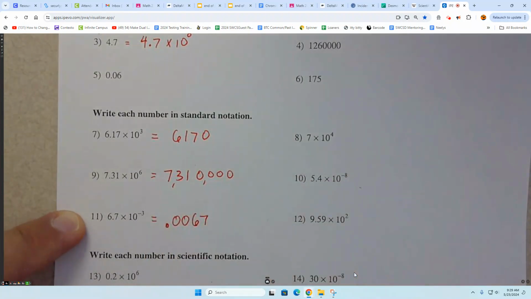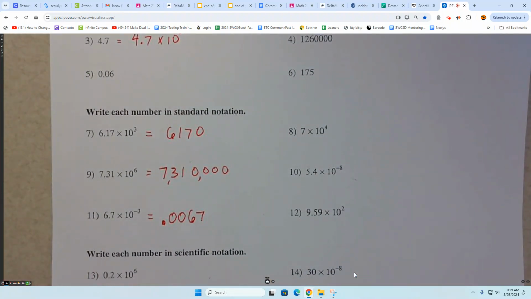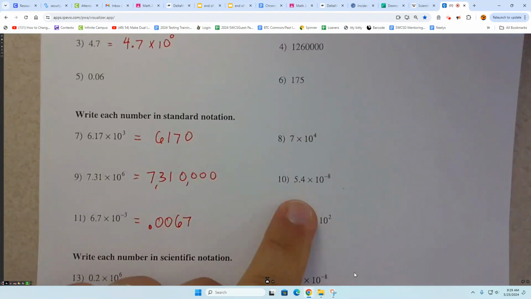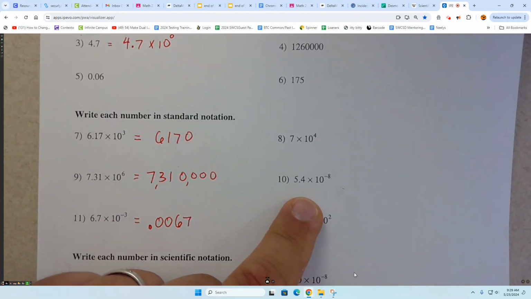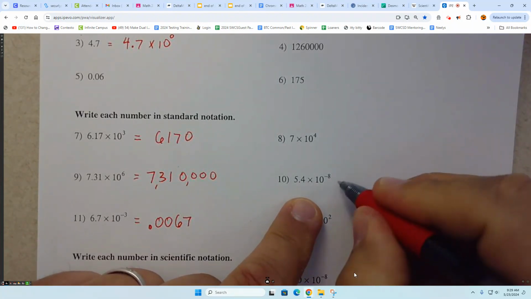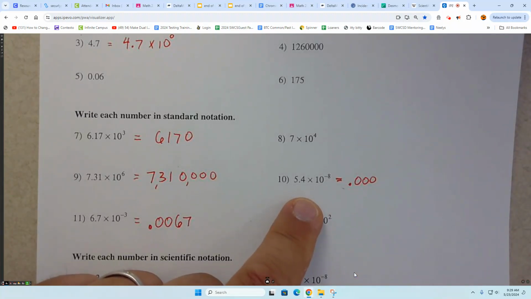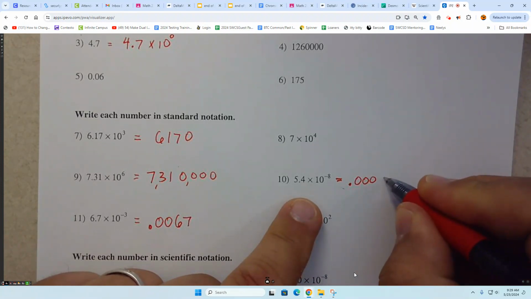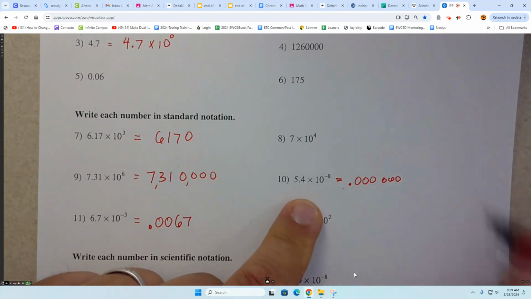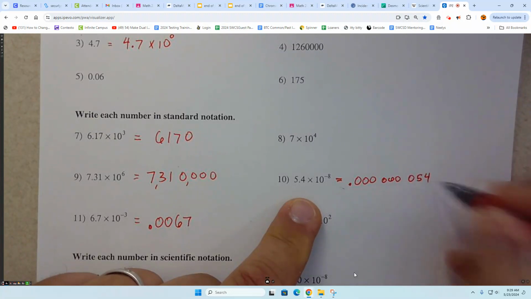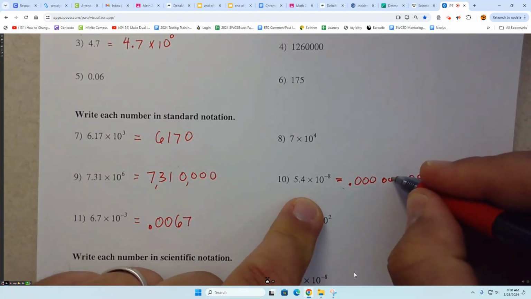Can somebody tell me what this answer is? 0.0067. Can we do 10 real quick? How many zeros is this going to have? 7. Because 1 is going to move for the 5, and then 7 more. And I like to write these in groups of 3 just so they're easier to see. So 1, 2, 3, and then like a little space. So there's 6, 7. It's kind of nice to write it that way so it's easier to see.